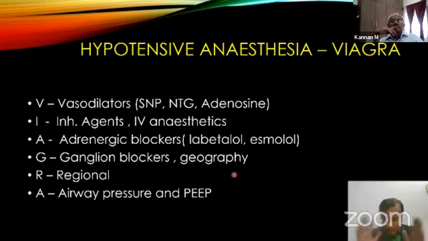Airway pressure and PEEP. Once, one of the SRs was doing a big, major surgery here. And the SR had put a size 7 tube for an adult male, because it was a difficult airway, so we put a size 7 tube. And there was a lot of bleeding.